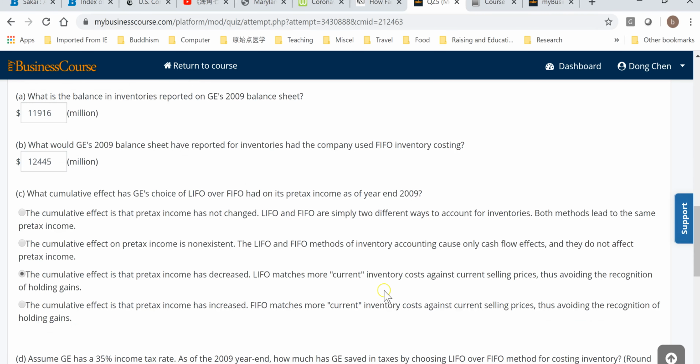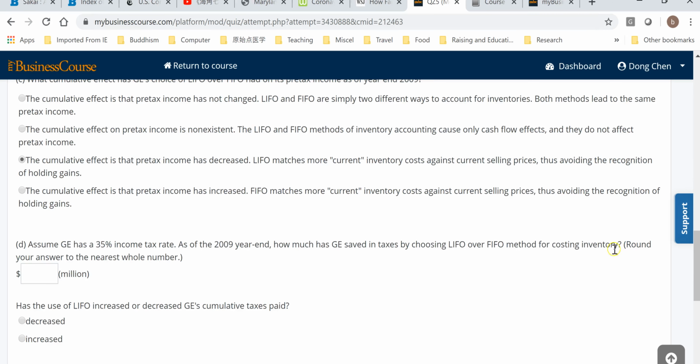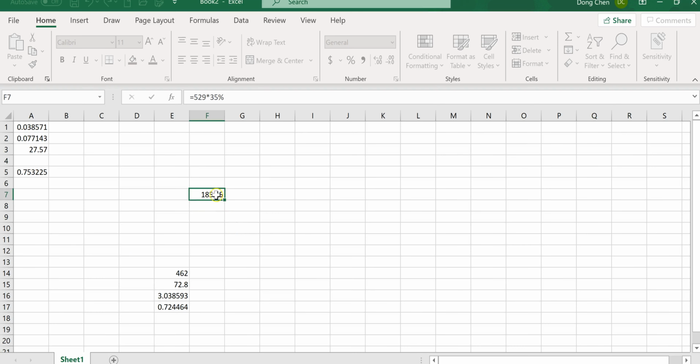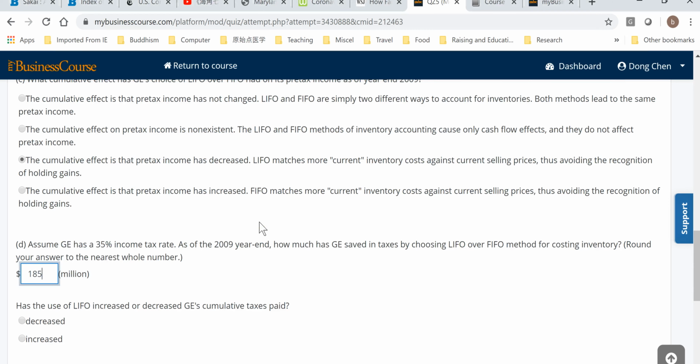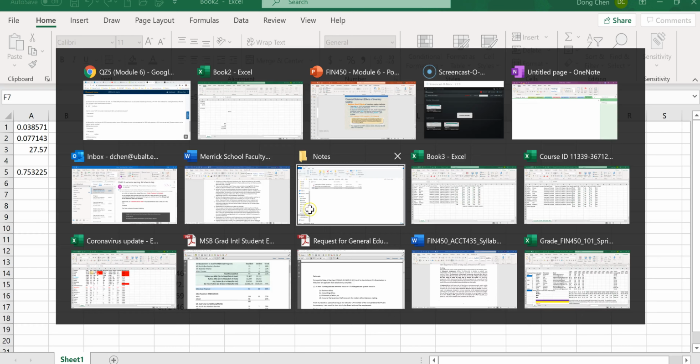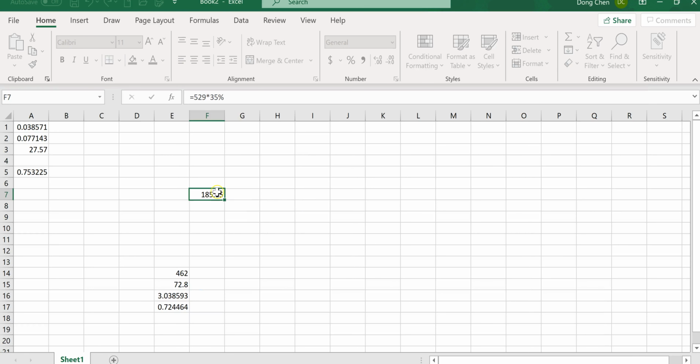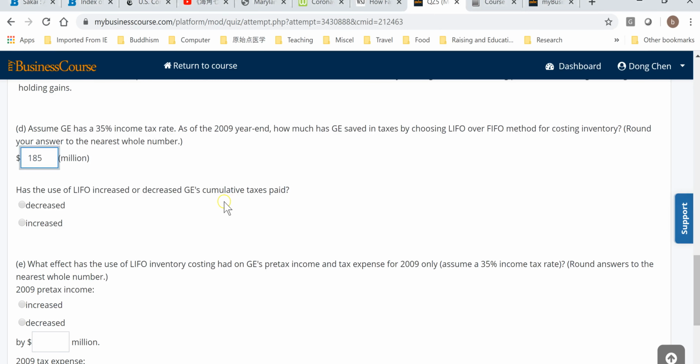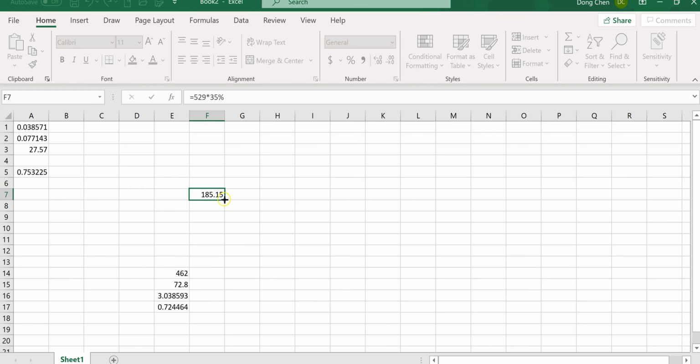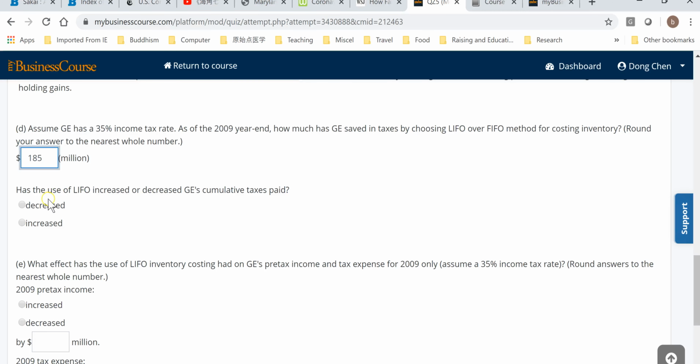185.15. We need to be careful in looking at the rounding requirement. Round your answer to the nearest whole number. So we just keep 185, and I already considered the rounding rule. Here I just round it down because it's less than 50 after the decimal place. Has the use of LIFO increased or decreased GE's cumulative taxes paid? And we just analyzed it should be decreased under LIFO.